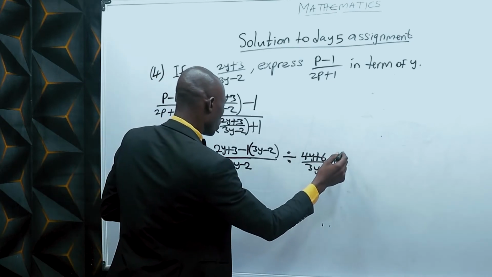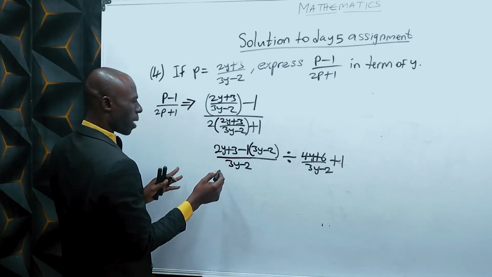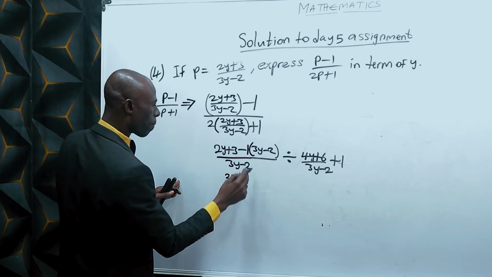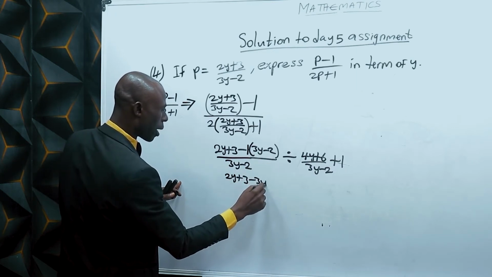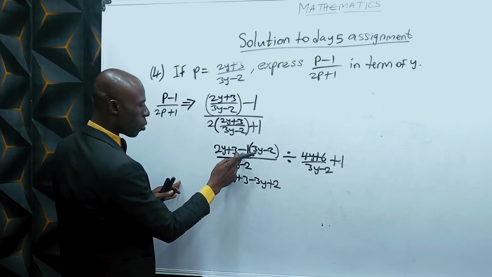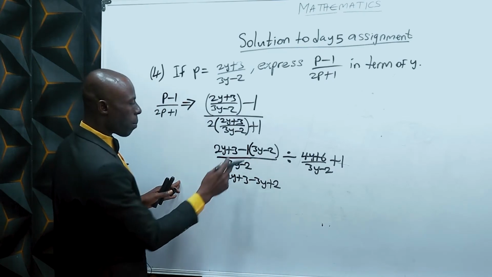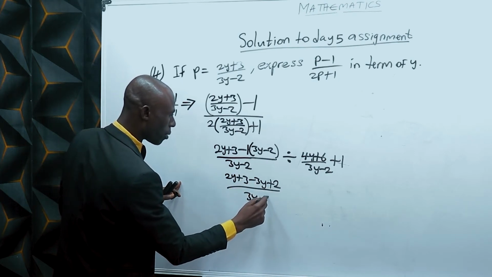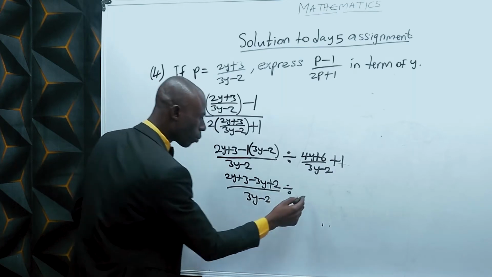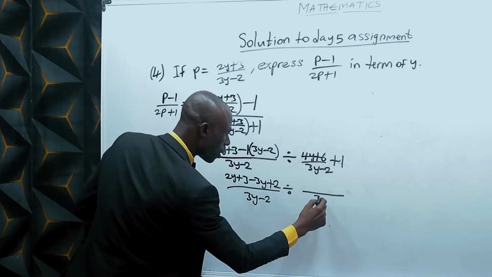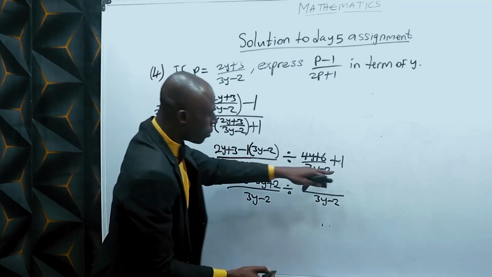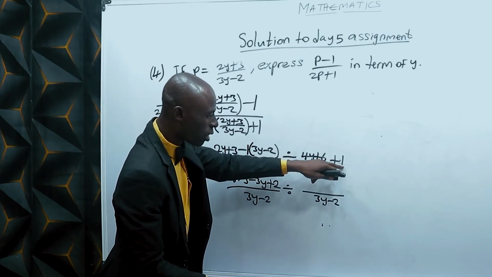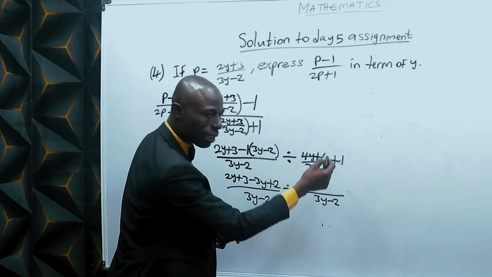So, simplify each part. 2y plus 3, open this bracket. You have minus 3y plus 2. Minus 1 times minus 2 is positive 2. Minus 1 times 3y is minus 3y. All over 3y minus 2, divided by the LCM of this, which will be 3y minus 2, because it's the LCM of 3y minus 2 and 1, the denominator of this one. There is an invisible 1 under this 1.